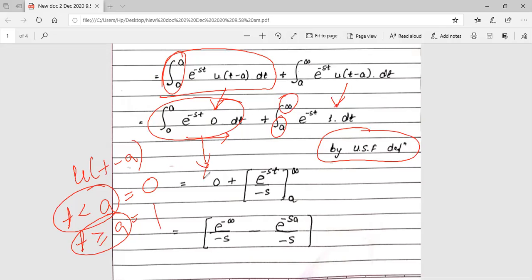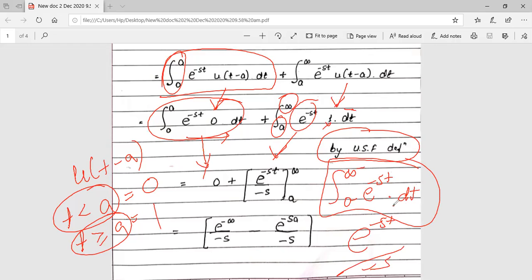This is by the unit step function definition, and this whole term will become 0. When we integrate this term with respect to dt, we have only the integration over a to infinity of e to the power minus st dt. When we integrate this function we will get e to the power minus st divided by minus s, and the limits are a to infinity.